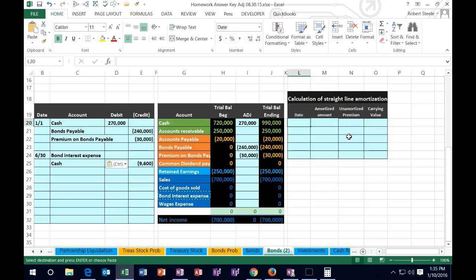So let's think about the type of amortization schedule we'll have, which is just going to be straight line amortization. When we put the bond on the books at 1/1, we had a $30,000 unamortized premium here, and the carrying amount of the bond was $240,000 plus the $30,000, so $270,000. Then after 6 months we're going to pay some interest. How much are we going to pay off? Let's take out the calculator here.